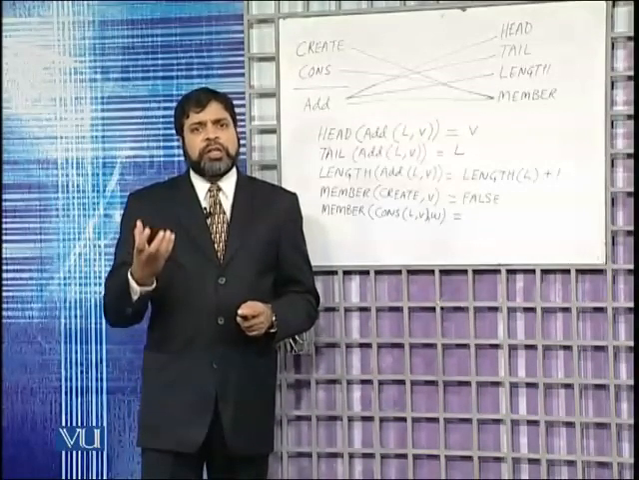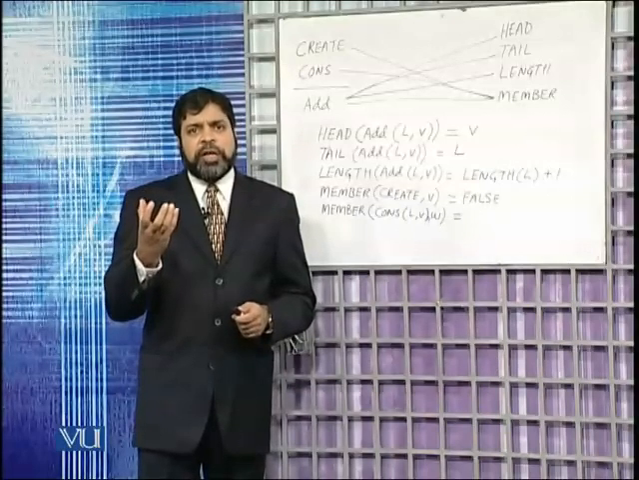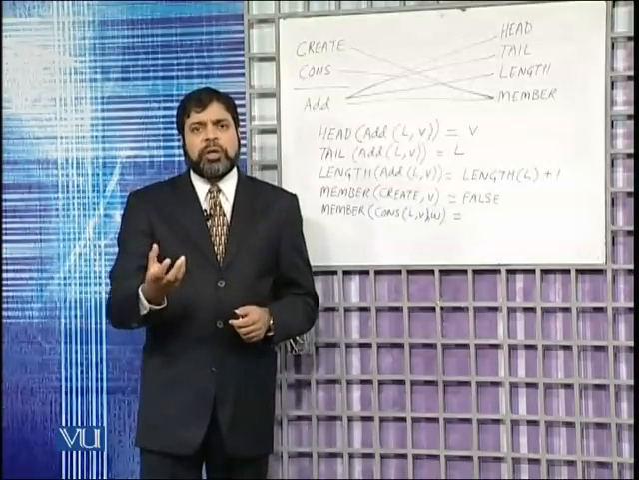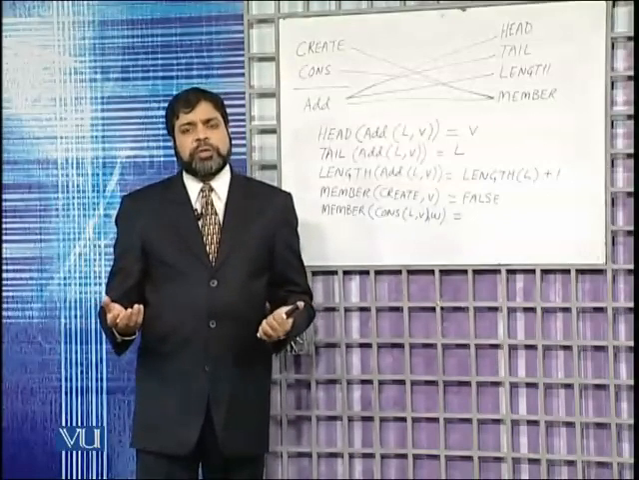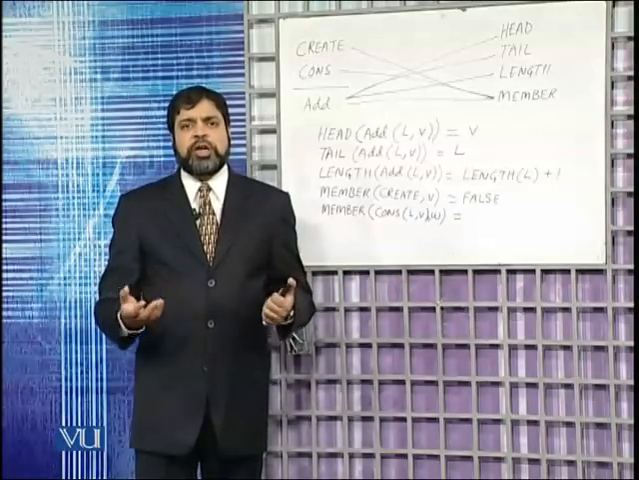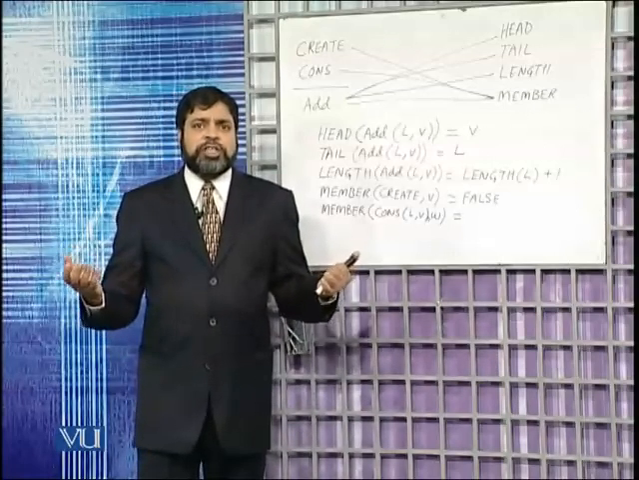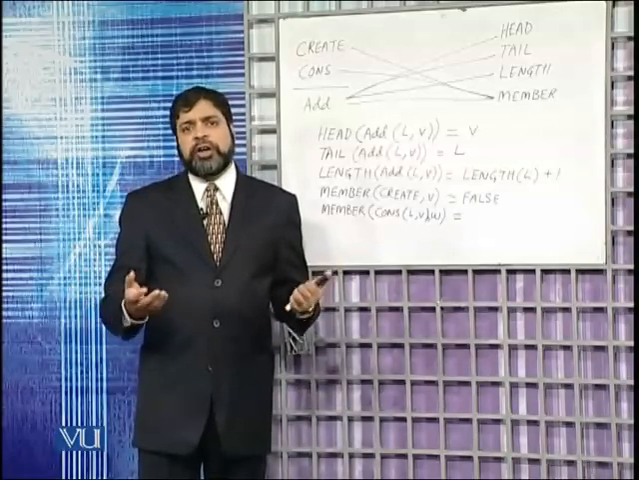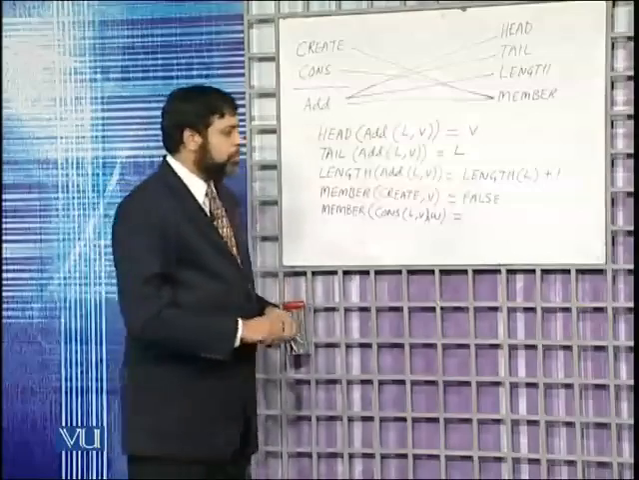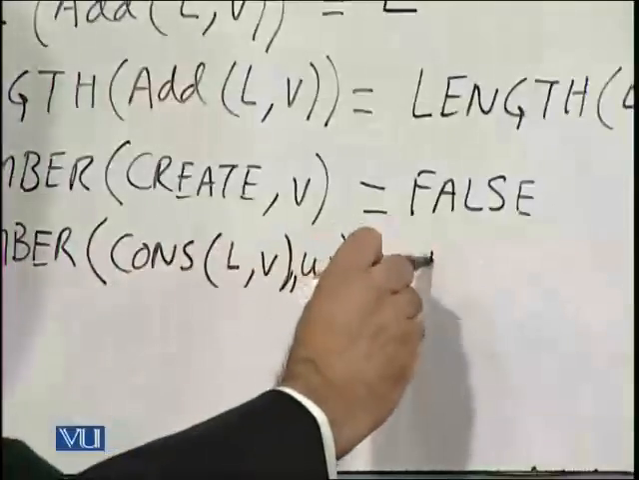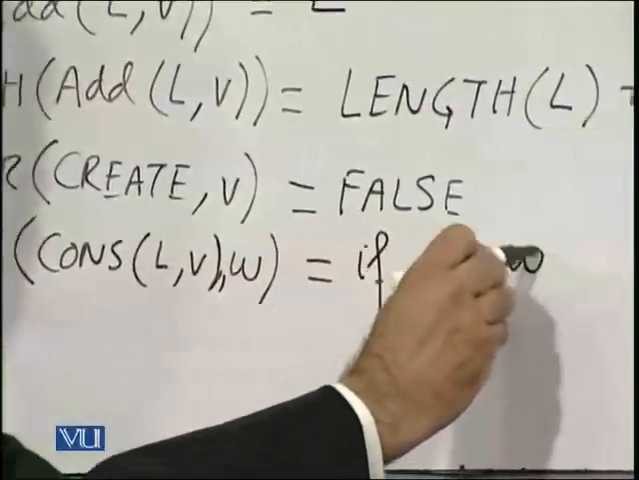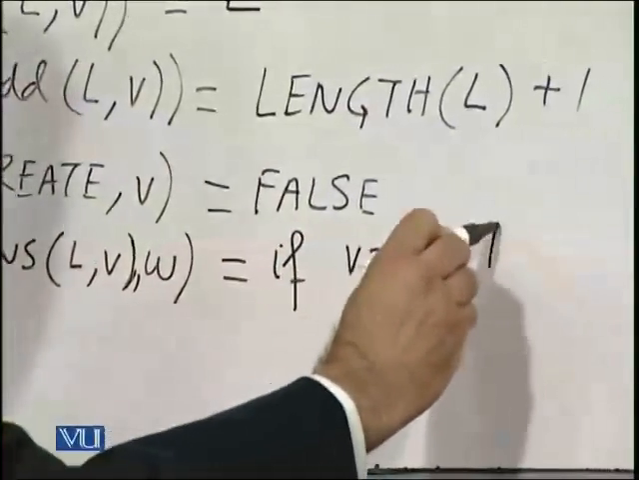What we are going to say here is that if this element is equal to that element that we have just used in the cons operation, then obviously this element is present. Otherwise, we are going to search in the old list, and if it is present in the old list, it is present. If it is not present in the old list, it is not present. So this is what we are going to write here. So if V is equal to W, then true.